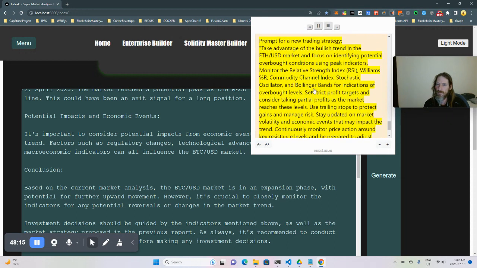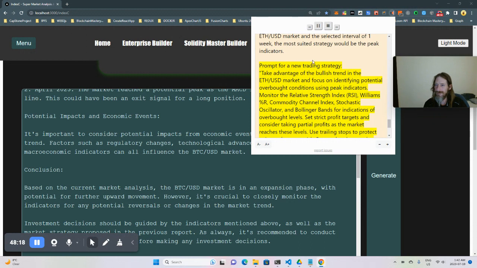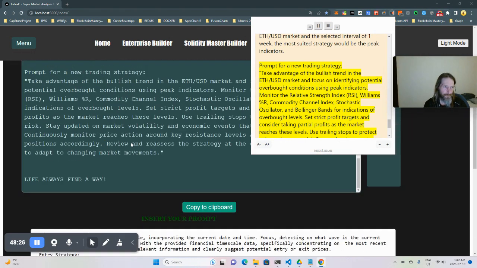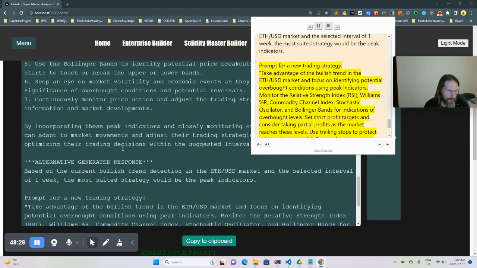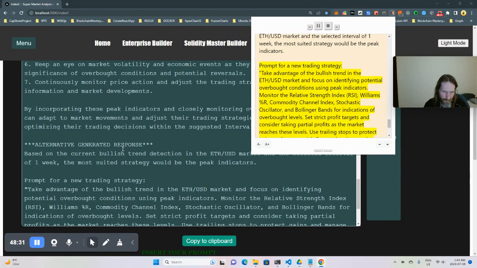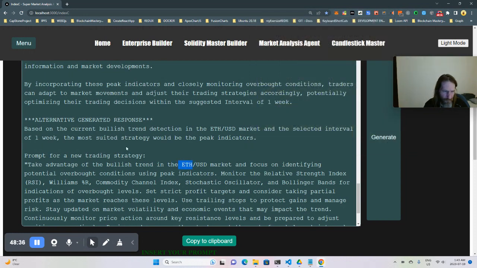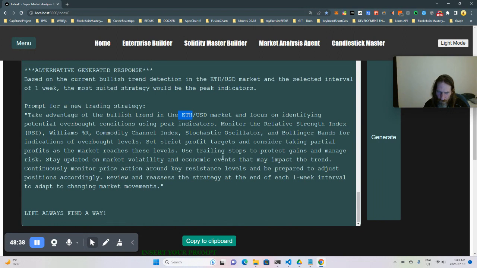Prompt for a new trading strategy. Take advantage of the bullish trend in the ETH/USD market and focus on identifying potential overbought conditions using peak indicators. Monitor the relative strength index (RSI), Williams %R, commodity channel index, stochastic oscillator, and Bollinger Bands for indications of overbought levels. Set strict profit targets and consider taking partial profits as the market reaches these levels. Use trailing stops to protect gains and manage risk. Stay updated on market volatility and economic events that may impact the trend. Continuously monitor price action around key resistance levels and be prepared to adjust positions accordingly. Review and reassess the strategy at the end of each 1 week interval to adapt to changing market movements.